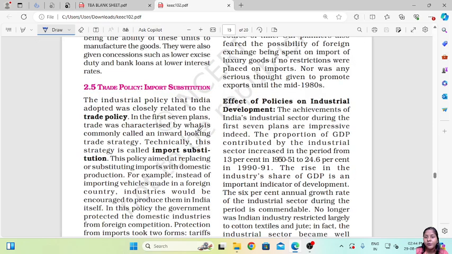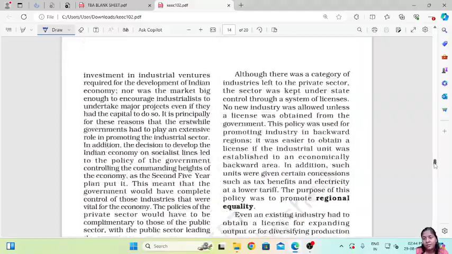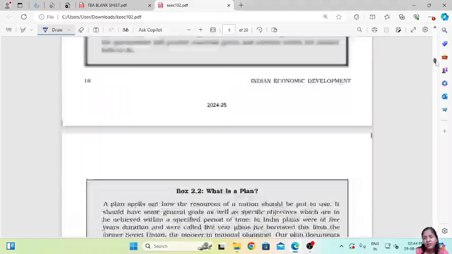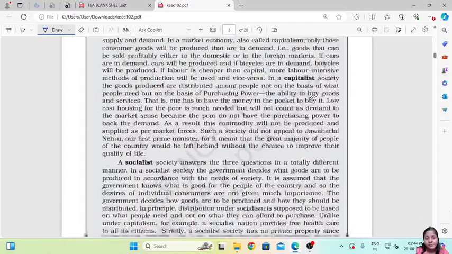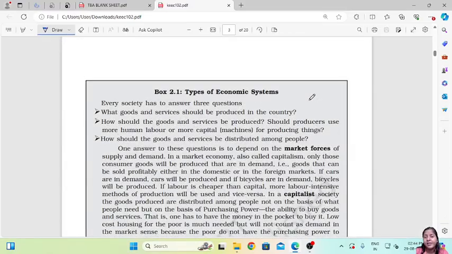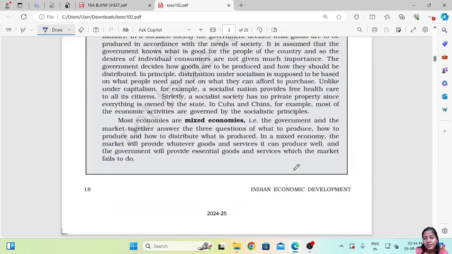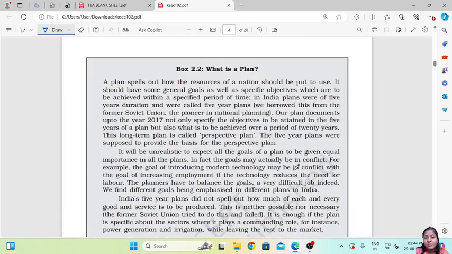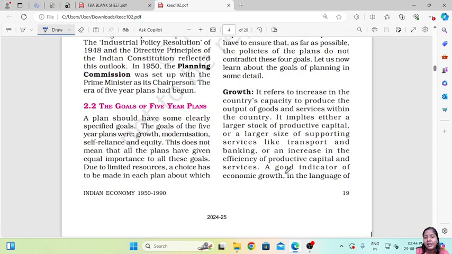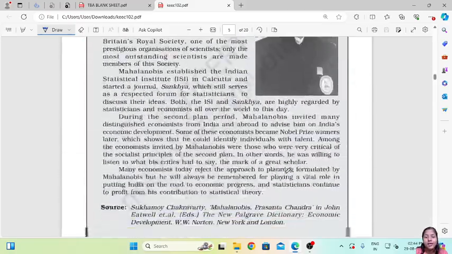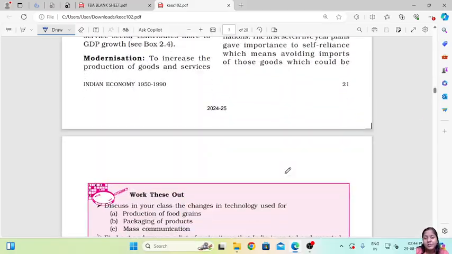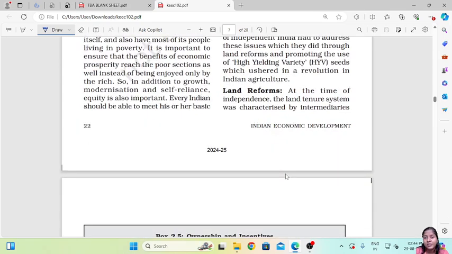So today we'll continue with the chapter Indian economy during the year 1950 to 1990. Last time we discussed the types of plan. Then we also saw the different types of economic system: market forces, capitalist, socialist, or the mixed economy. Then we saw what is a plan. Then we also saw the different goals of 5-year plans, which include growth, modernization, self-reliance, and equity. So these are the different things we have discussed.